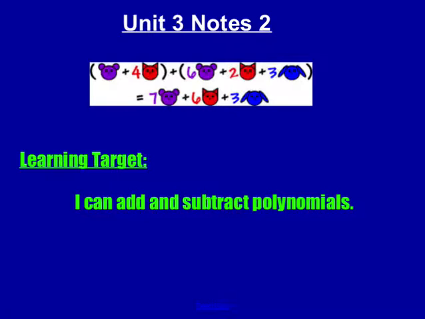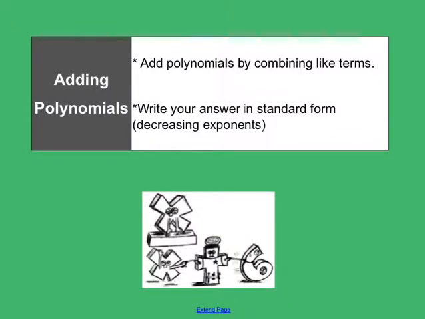So first, adding polynomials. You add polynomials by combining like terms. And then you want to write your answer in standard form, which means your exponents need to be going from largest to smallest. Okay, so let's go ahead and take a look at what that's going to look like.